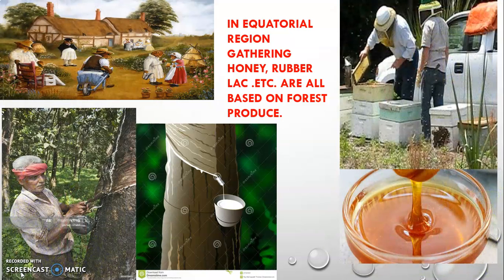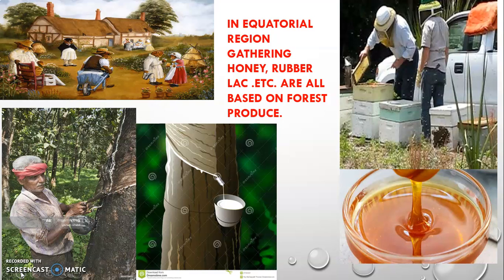Now in the western equatorial region, the climate is cool, summers are dry, and a good amount of rainfall is there. So people over here are engaged more in gathering honey, rubber and lac. As you can see in the picture, honey we get from honeybees, which are collected and stored in a specific manner, and honey is obtained from there. Then there are rubber trees from which rubber is obtained. As you can see in the picture, the white liquid flows down from specific trees, and this is how rubber is obtained and used for preparing various rubber and leather products.